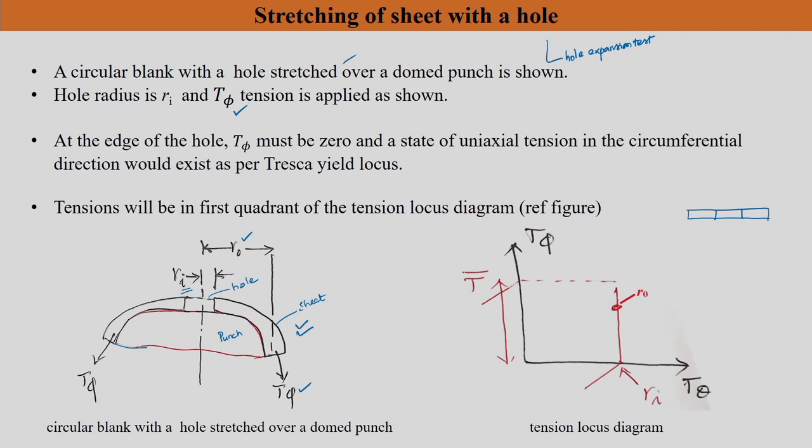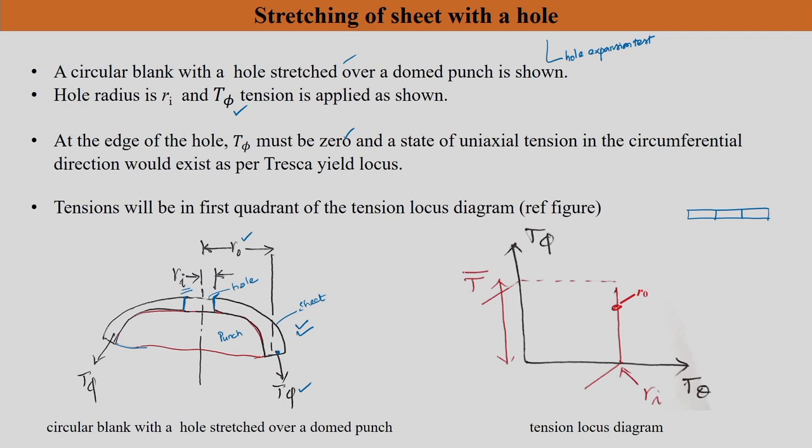Now at the edge of the hole, when you see this edge, this is what is going to crack and fail with the deformation, right. If you see T phi, how it is changing from this location R naught to Ri, you will see that T phi must be 0 at the edge, because it is actually a hole itself, and a state of uniaxial tension in the circumferential direction would exist as per the Tresca yield locus. If you follow the Tresca yield function, then T phi is 0, which means there is only one stress, which could be uniaxial in the circumferential direction.